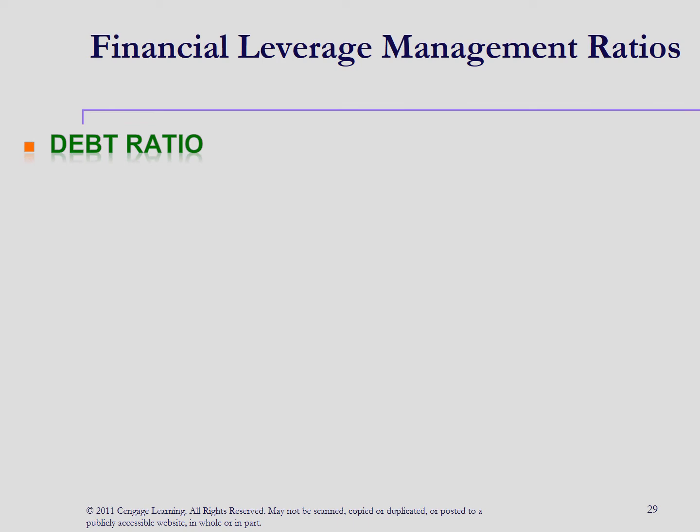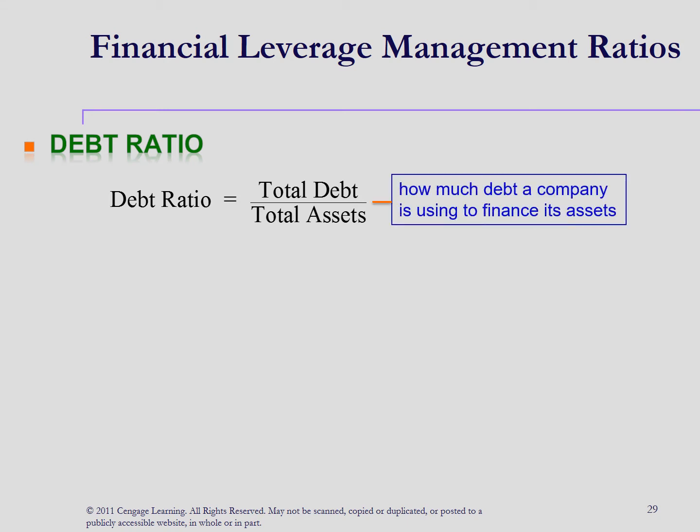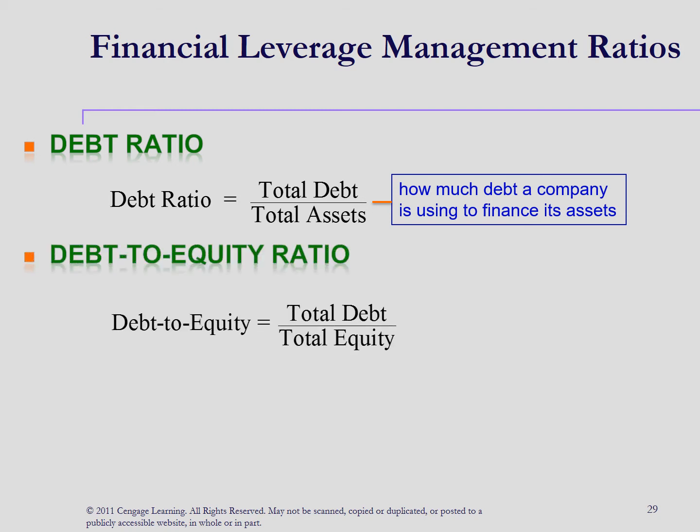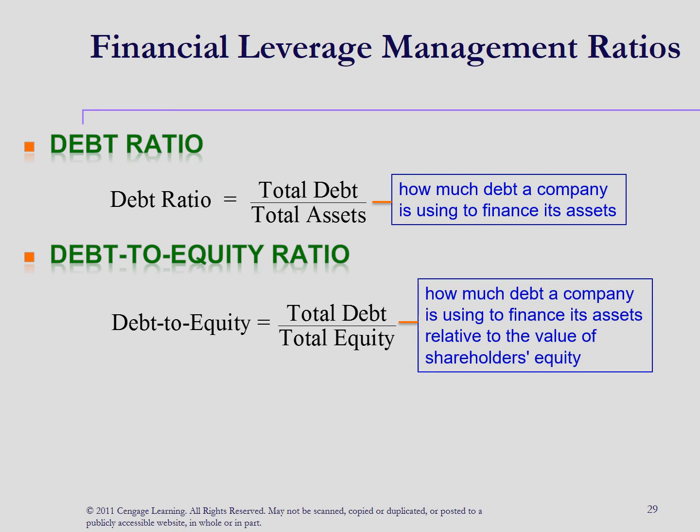Debt ratio. Debt ratio is defined as total debt divided by total assets. It indicates how much debt a company is using to finance its assets. Debt to equity ratio. Debt to equity is defined as total debt divided by total equity. It indicates how much debt a company is using to finance its assets relative to the value of shareholders' equity.